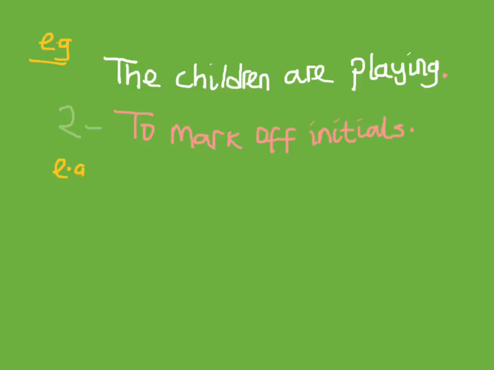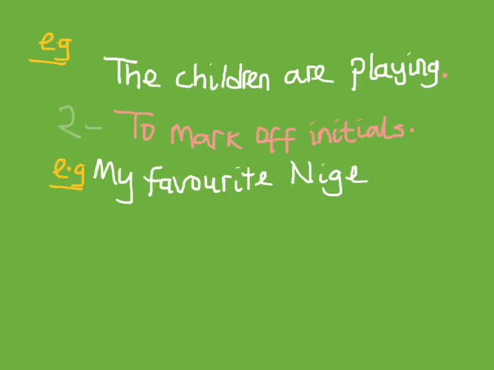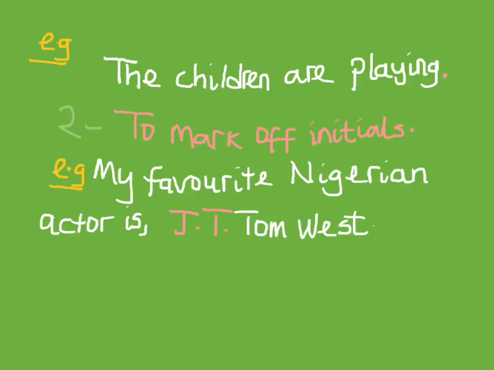Also, the full stop is used to mark off initials. What are initials? Initials are the first letters of our names. For example, the name J.T. Tom West. John Teddy Tom West. So when you want to use the short form or the first letters, you want to abbreviate the name, you write J.T. Tom West. When you write the J, a full stop is supposed to come in, under the T, another full stop before the other names. So you use full stops to mark off initials.